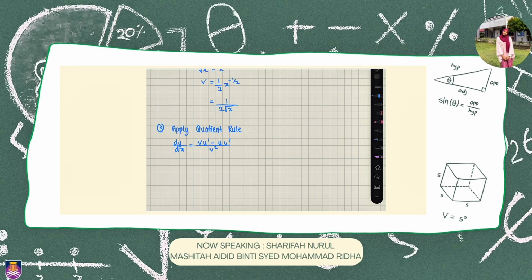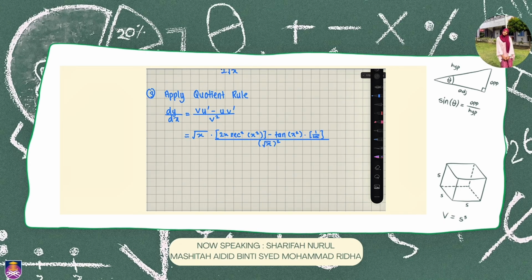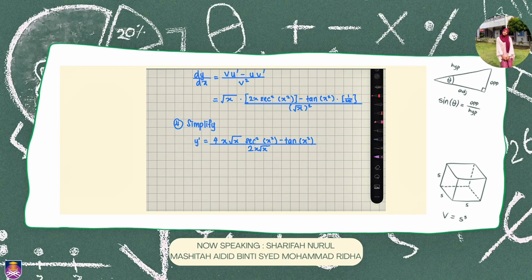Step 3. Apply the quotient rule. Now we have u prime, v and v prime. We can load them into our quotient rule formula. Next, step 4. We simplify. To clear the fraction inside another fraction, we multiply the entire numerator and the entire denominator by 2 times the square root of x. Now, let's look closely at what happens to our denominator. We started with 2 times x and we multiply it by the square root of x.